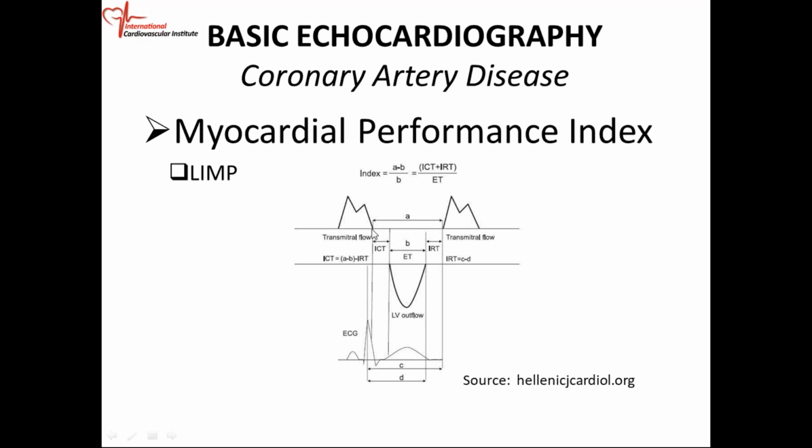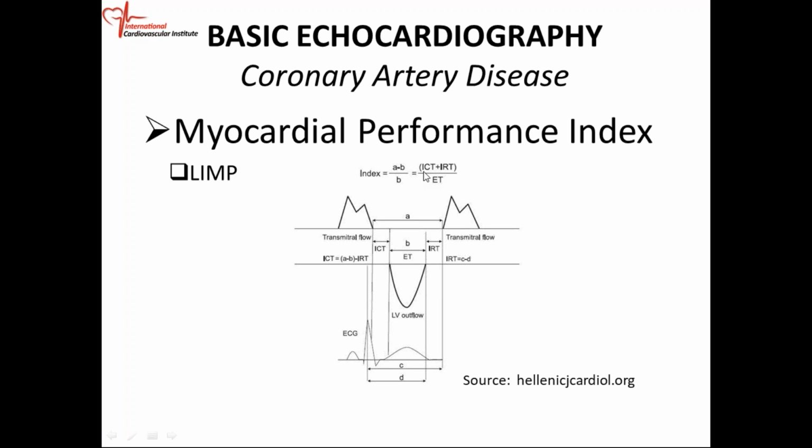So the definition is mitral valve closure to mitral valve opening, and you're going to subtract the ejection time. When you subtract the ejection time, you can see that from mitral valve closure to ejection, that's what we call the IVCT, isovolumic contraction time. From the end of the ejection to where the mitral valve opens is the IVRT. So that is why when you subtract the ejection time from this total time, you're left with IVCT plus IVRT. And then you just divide it by the ejection time.